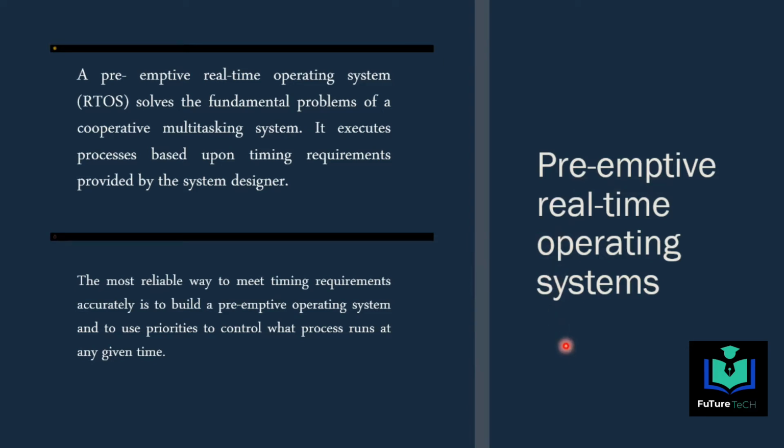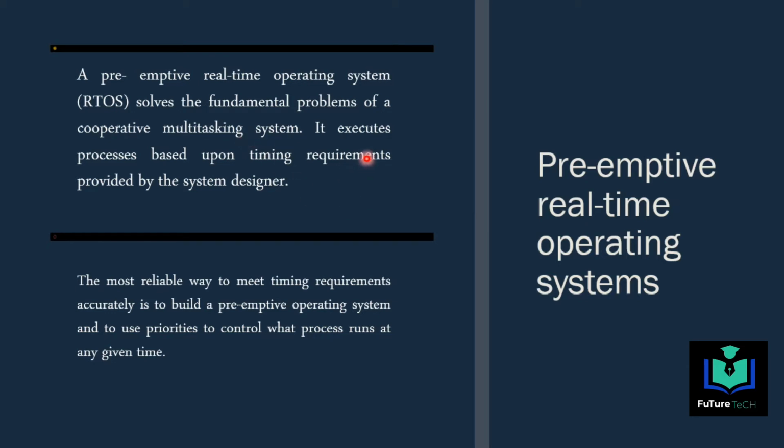So what do you mean by preemptive real-time operating systems? A preemptive real-time operating system is used to solve the fundamental problems of cooperative multitasking systems. You all know what is multitasking, right? When two or many tasks are done in a single interval of time, that we call multitasking. So in the system, multitasking is possible. At the same time, multitasking will also create some problems or issues.